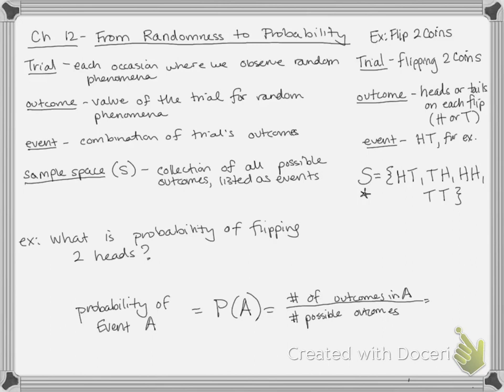So if we're talking about flipping two heads, then event A would look like this. Only flipping two heads, but the sample space was heads, tails, tails, heads, heads, heads, and tails, tails. So the probability here is only that one event out of the four potential possible events.